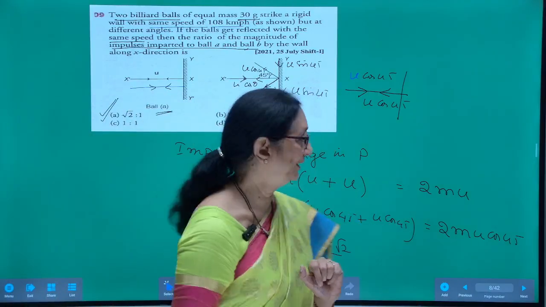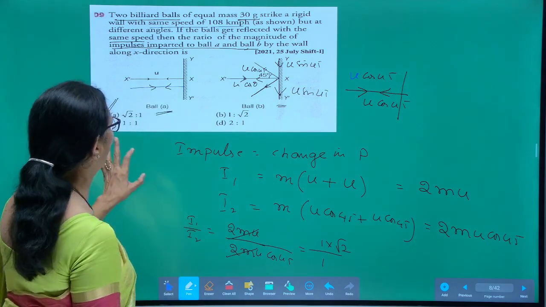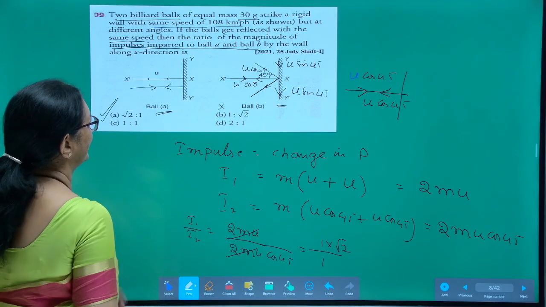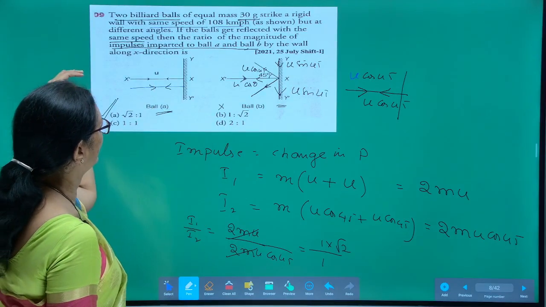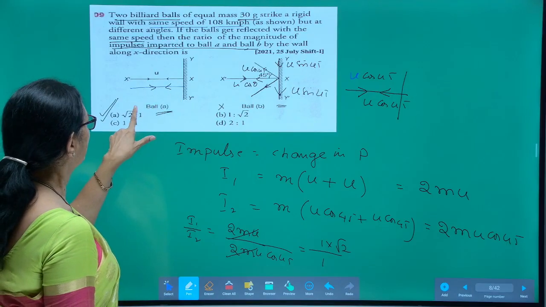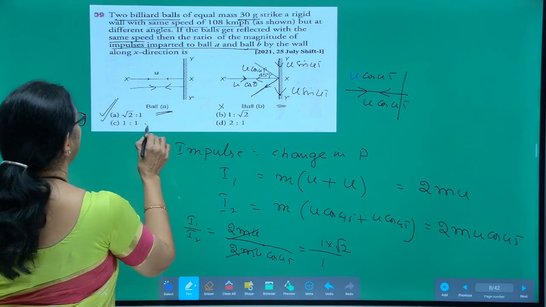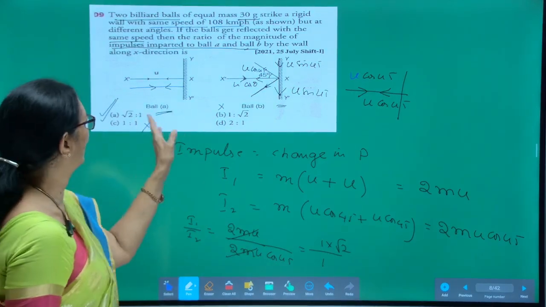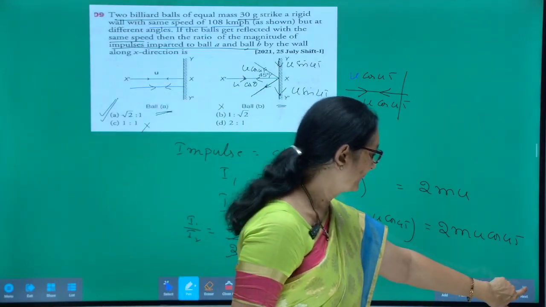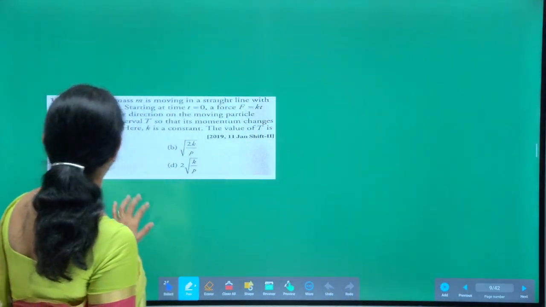Actually, in this question we can straight away eliminate these two options, because in this case it is a head on collision, so impulse will be more in the first case. So, this is eliminated, but on solving you got the first option as the correct option. Now, look into the next problem.